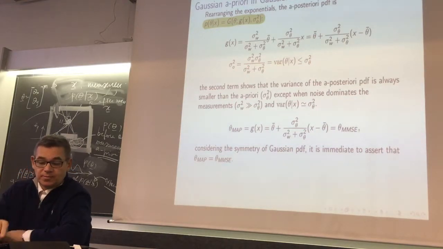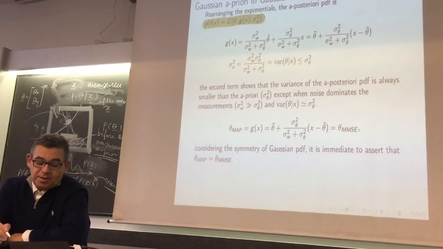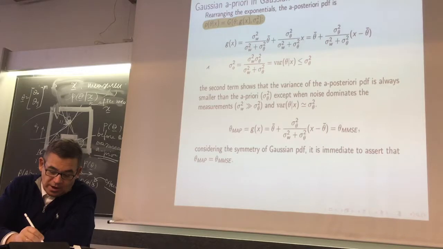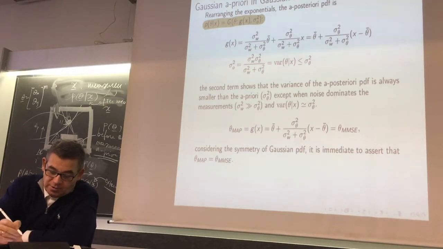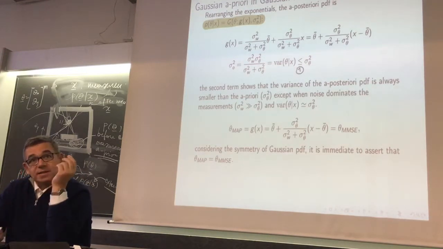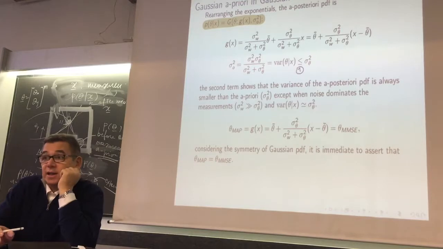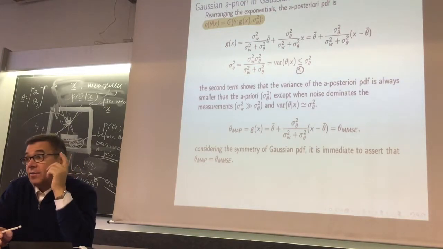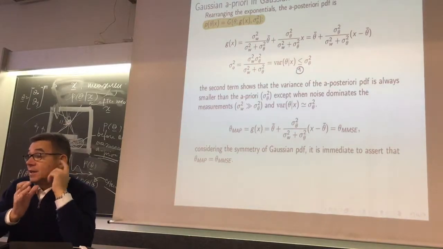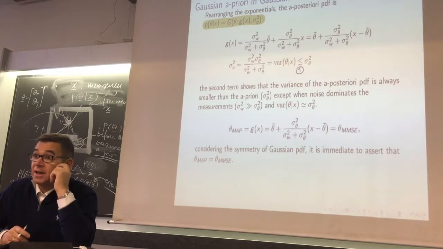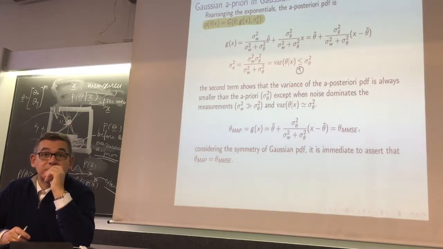Statement number one. Statement number two. Comment number one. Okay. So comment number one is what is written. So comment number one is important. Okay. So that means that using the data and the a priori gives an uncertainty that is smaller than the uncertainty that I have without making the measurement.